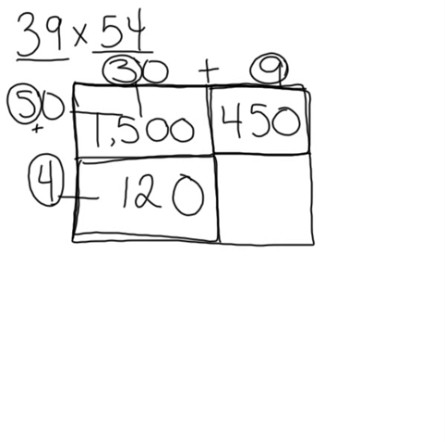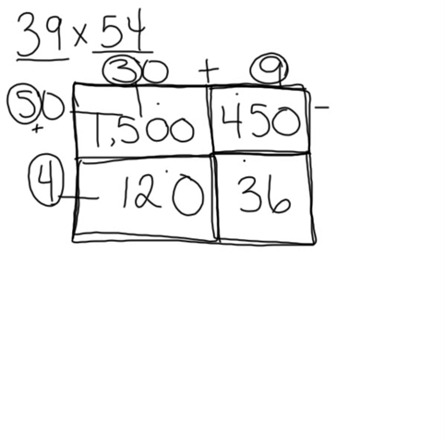I have one box left, and that is where the 9 and the 4 meet. What is 9 times 4? 36. Okay, so now the second step to solving a problem using rectangular sections, you can either add all 4 numbers in the boxes, or you can break it up and make it a little easier to add together.